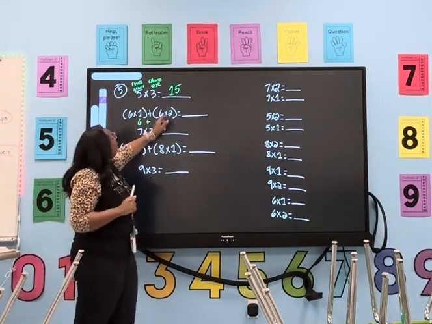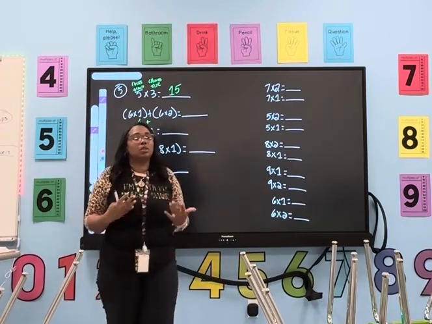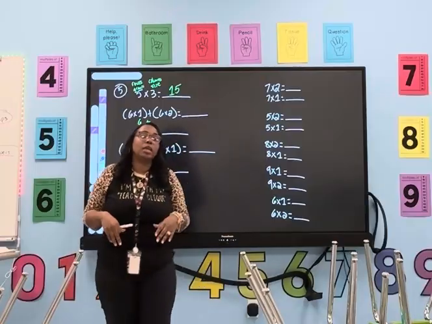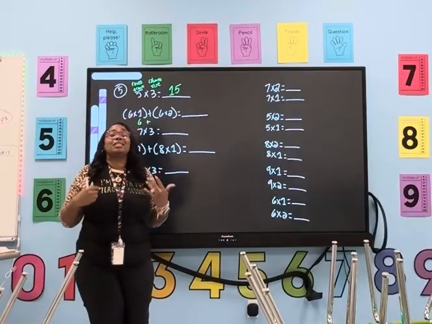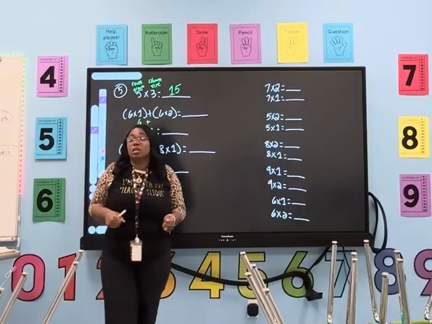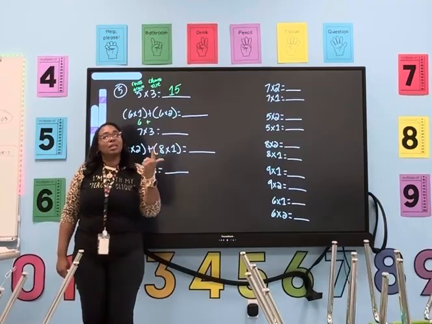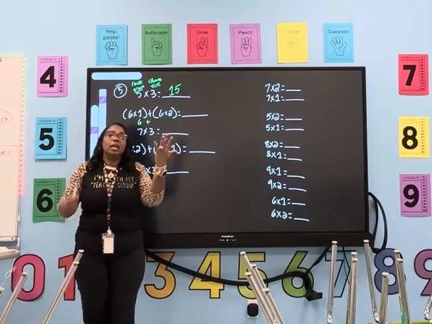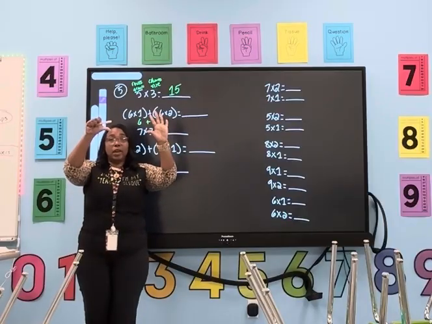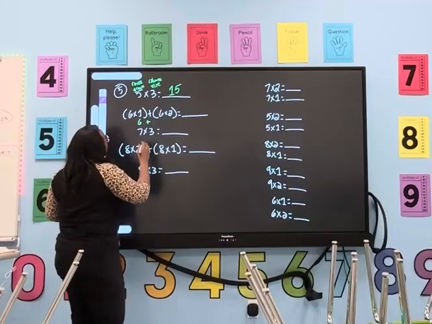Then over here I have 6 times 2. Well, we already know our 2s because we've been doing our skip counting by 2s last week. So basically I'm going to skip count by 2, and I'm going to stop when I get to my 6th finger. So that is going to be 2, 4, 6, 8, 10, 12. 6 fingers, the number 12. So this is going to be 12.